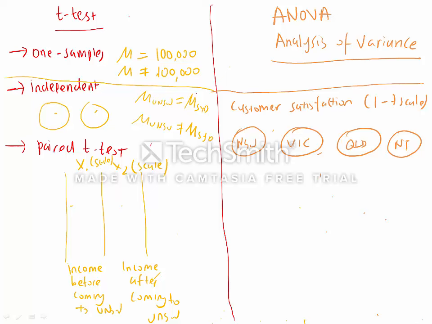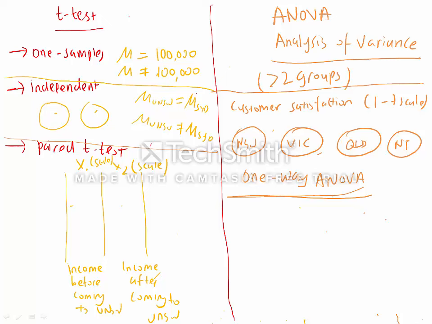In this case, what we call it is one-way ANOVA. Basically, one-way ANOVA serves almost similar concepts to independent samples. The only difference is that for independent we only have 2 groups, while for ANOVA we can have more than 2 groups. In fact, we can have 7 groups, 8 groups. So if we have more than 2 groups, we use ANOVA. That's the first one, which is one-way ANOVA.